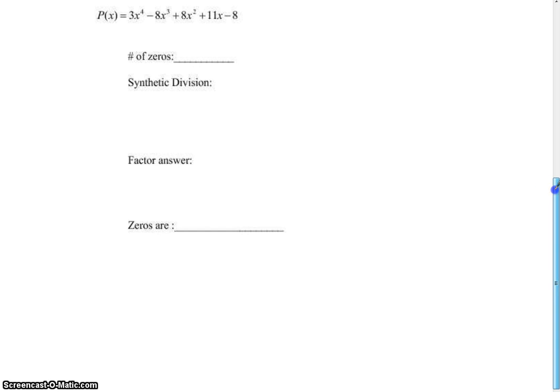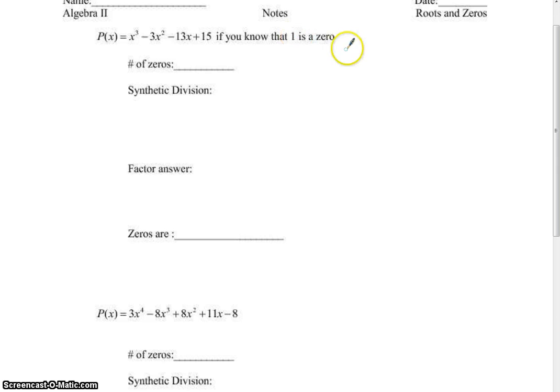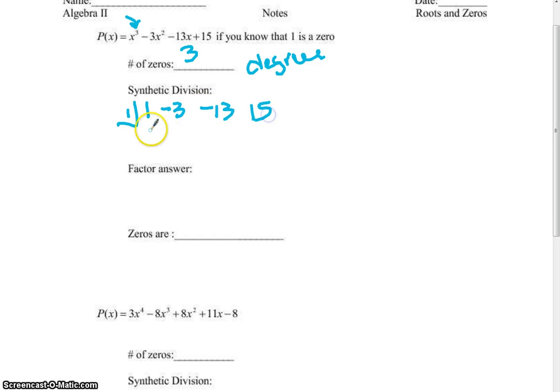They've given us a function, and they have told us that 1 is a zero. First of all, figure out how many zeros there are. You look at your degree to figure this out. My degree is 3, so there are 3 zeros. So start by using synthetic division, knowing that 1 is a zero. So I'm going to do 1. I'm going to pull over here 1, negative 3, negative 13, and 15.